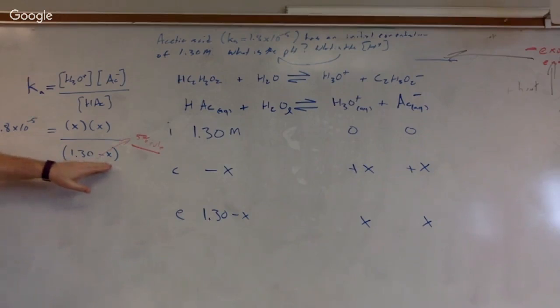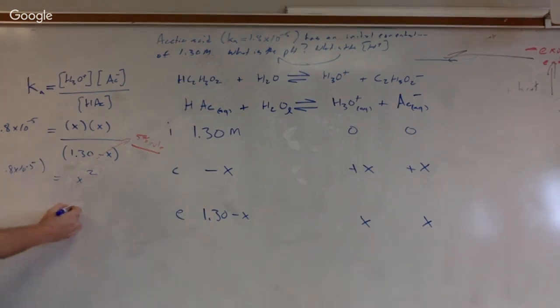Now, if I want to isolate my x, and this is gone, wouldn't that be equal to this? X squared on the top, right? And wouldn't I multiply my 1.8 times 10 to the negative 5 by 1.30 if I wanted to get it off the bottom? Is everyone okay with that? And if x squared is equal to this, couldn't I go x is equal to the square root of 1.30 times 1.8 times 10 to the negative 5? Can all of you do this on your calculator, please?